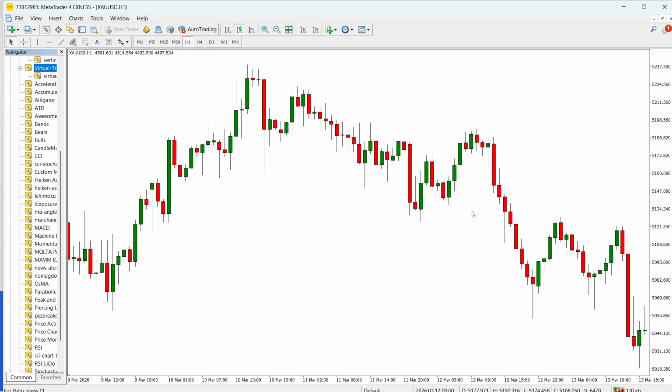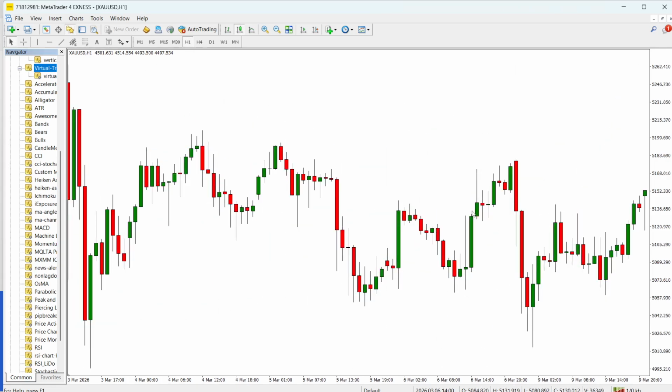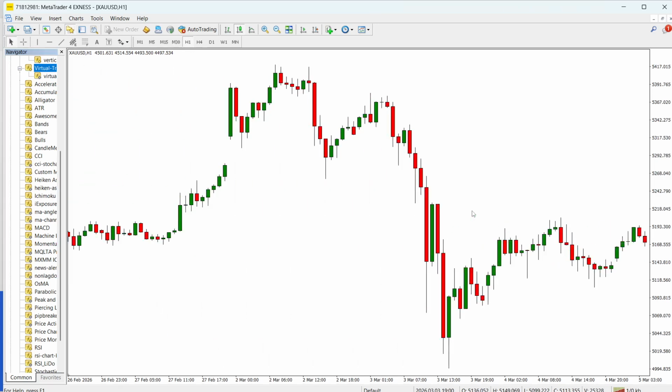This tool turns your MetaTrader 4 platform into a live risk-free trading simulator by letting you place virtual trades on real-time charts and track their performance without using actual capital.